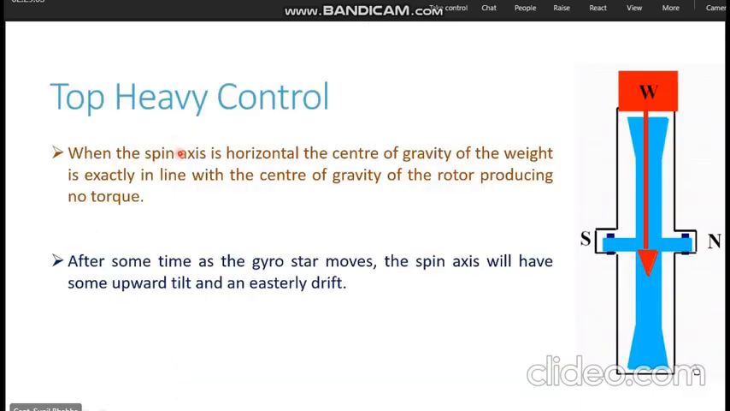This is horizontal. The center of gravity of the attached weight is exactly in line with the center of gravity of the rotor, thus producing no torque at all. However, we know that our spin axis follows the gyrostar, and as time passes, the gyrostar is going to move, and the spin axis is going to follow it, and soon it will have some upward tilt and an easterly drift.